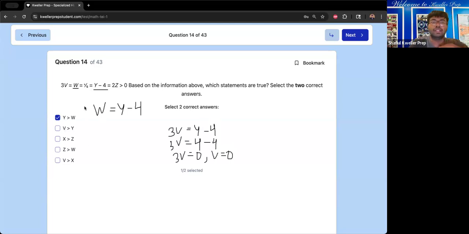X is greater than z. X over 5 is equal to 2z. So if we simplify this, x over 5 is equal to 2z, x is equal to 10z, because we multiply 5 on the left and the right. And then this means that x is greater than z. Just plug in a number. If z is equal to 1, 1 times 10 is 10. X is equal to 10. Very simple.